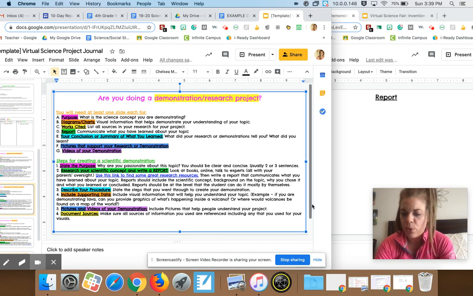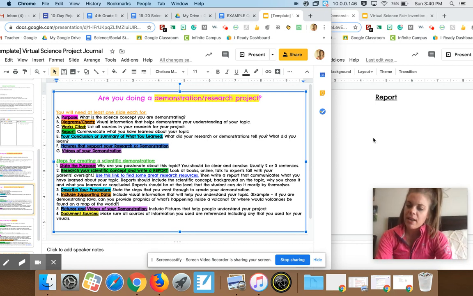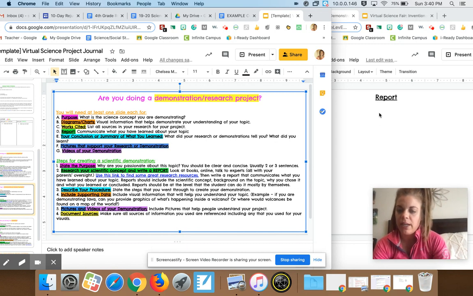So with this report, it should be in paragraph form. Okay, so if you really like using the claim evidence reasoning template or the RACE template, you can always use that structure to write your report. But I think one solid paragraph would be a great amount of information. You don't need to write any more than a paragraph. If you want to write more, that's completely fine. But this should really sum up what you learn about your topic.